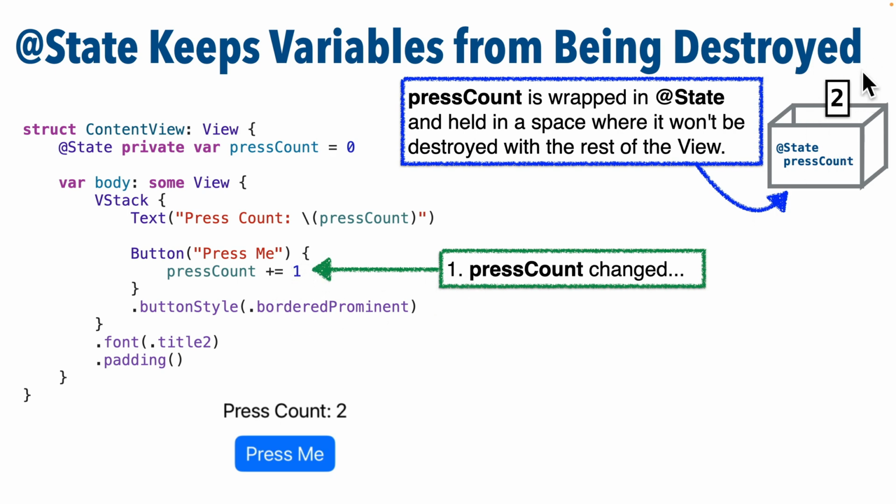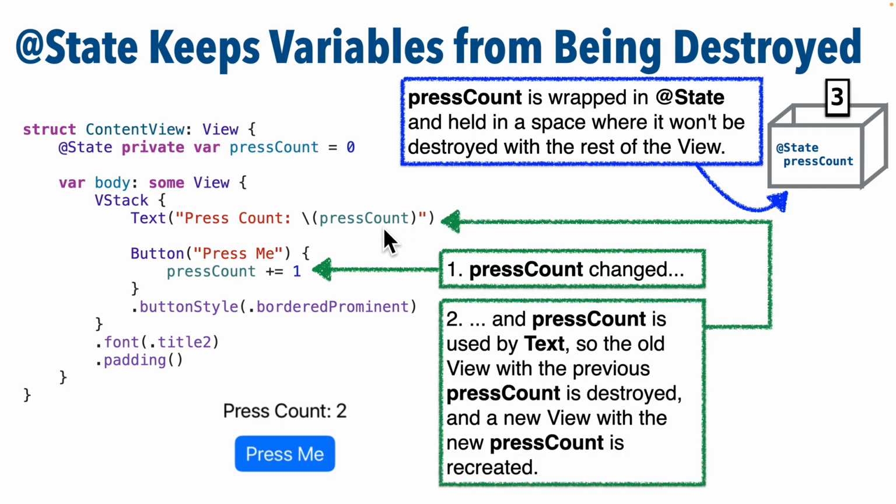So press count is now tucked away in its little state location, and it went from 2 to 3. Now, since press count has just changed, and press count is used to display the string inside a text view, then the old view is thrown away, including any values that were in the view. But since press count is in this state variable tucked away on the side, it's not thrown away, so that when the view is recreated, we get the 3 from press count, and it's shown in the text view.